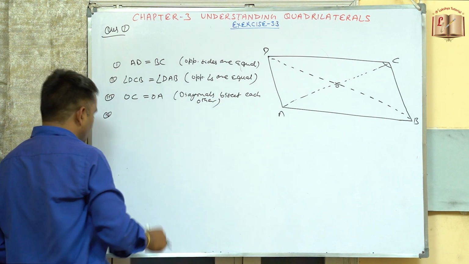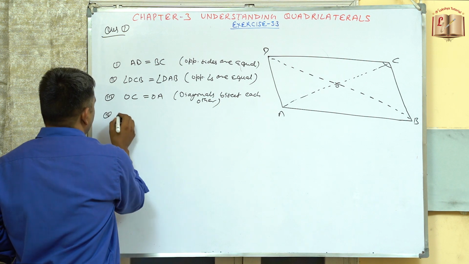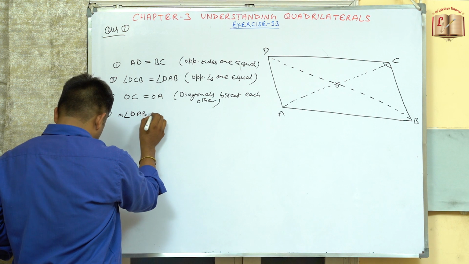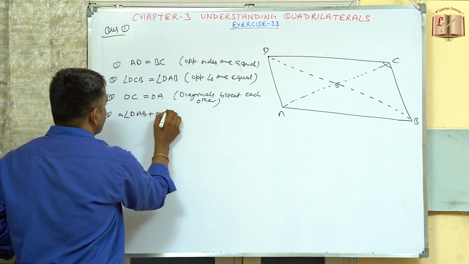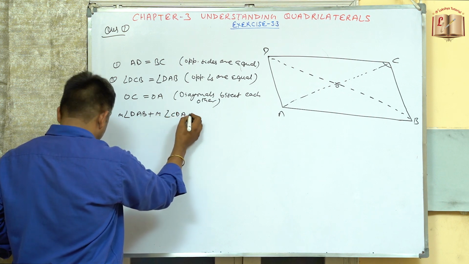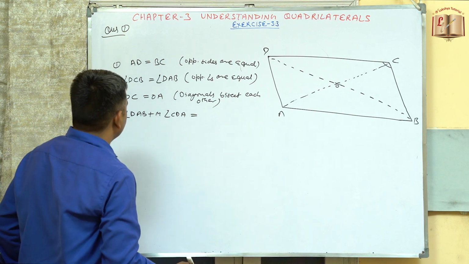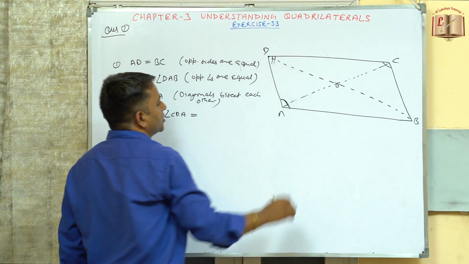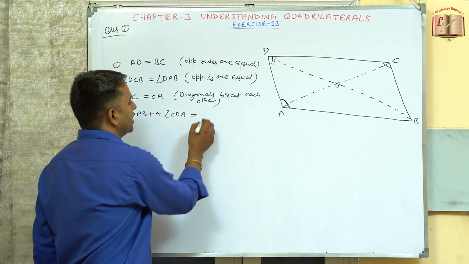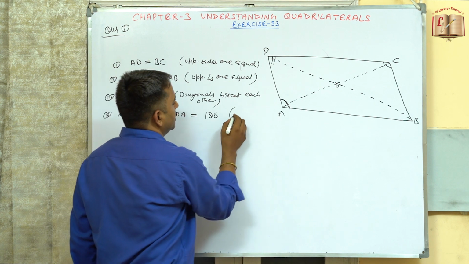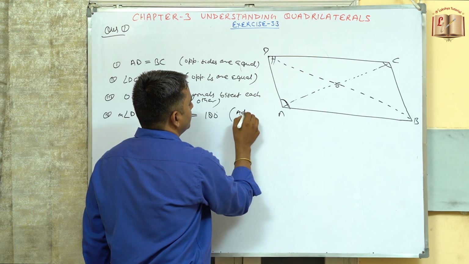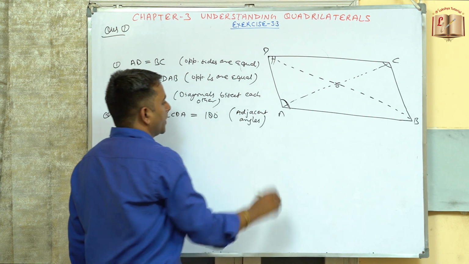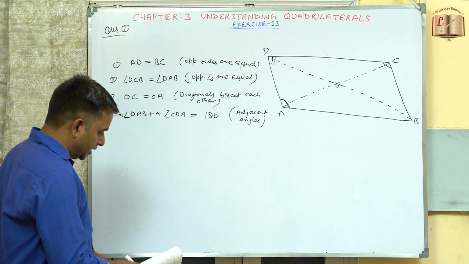Now coming to the fourth one, angle DAB plus angle CDA will be equal to, now angle DAB and CDA mean this angle and this angle. So the sum of these angles will be equal to 180 degrees. So these are the adjacent angles, so they will be supplementary.